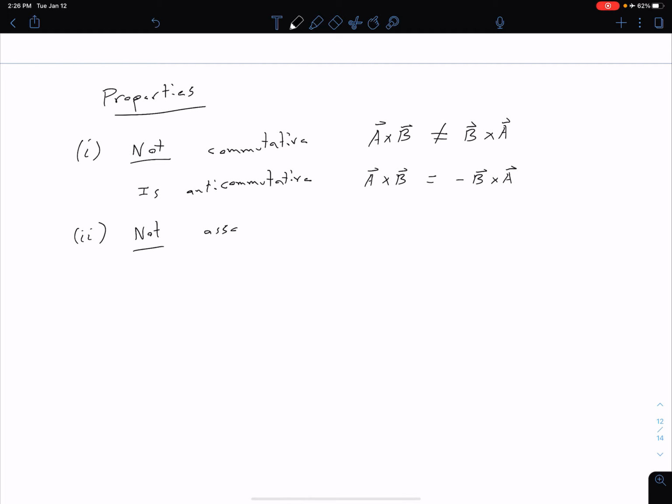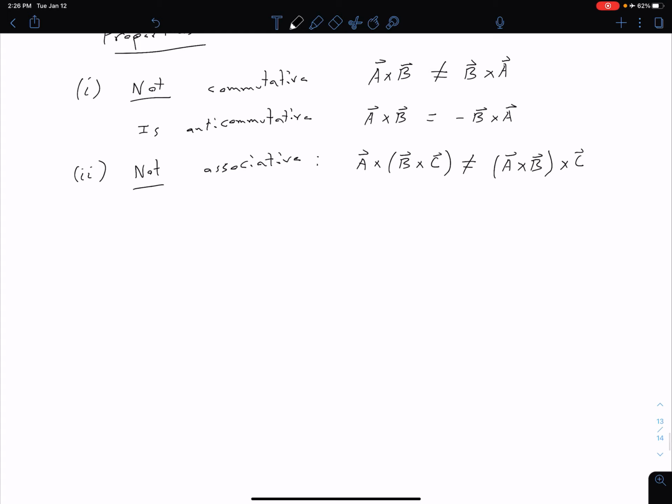So not associative, which basically means, again, our order is mattering. So we can't say that A cross the quantity of B cross C is equal to the quantity of A cross B cross C. So basically the order in which we do cross product matters. So that's what we see from these first two properties.